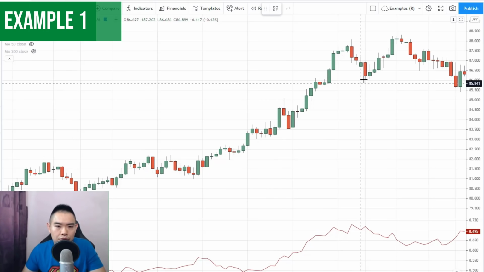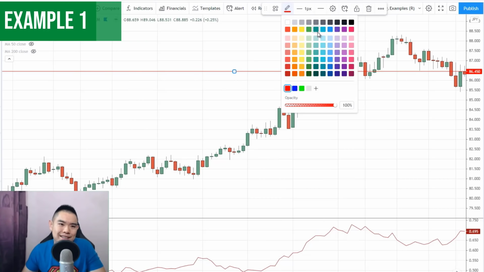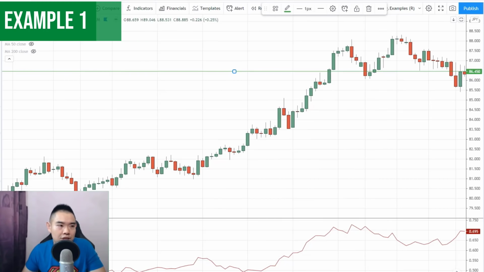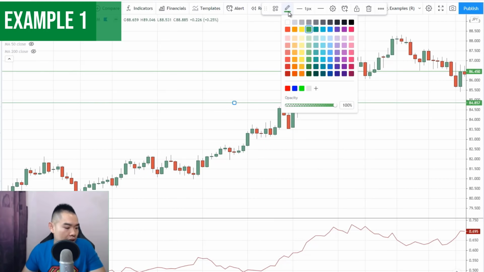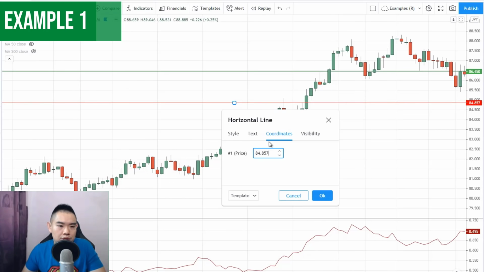So let's call this entry, which is at the open of the next candle. I'll change this to, let's say, green, okay? So that's my entry point. Now, what about my stop loss? We just calculated it. Your stop loss will be at 84.72. Let's put it to red. Okay, let me just change this to 84.72. That is my stop loss.